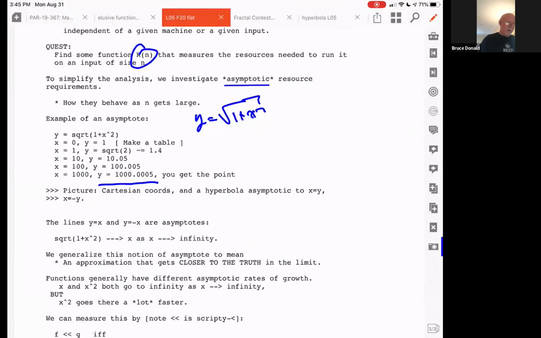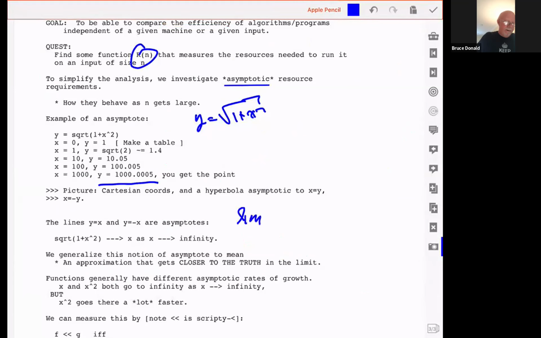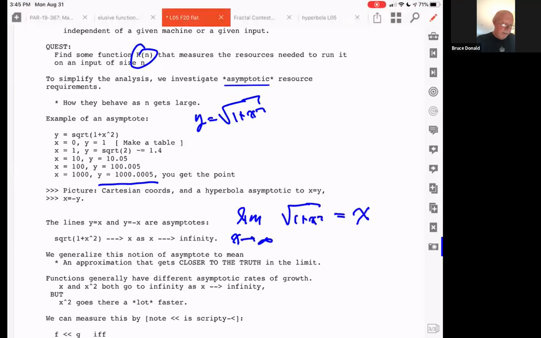So the way we usually write that in, say, calculus, we write something like the limit as x goes to infinity of 1 plus x squared is equal to x. Okay, so we're going to generalize this notion of asymptote to mean an approximation that gets closer to the truth in the limit. Okay, so that's the idea here.